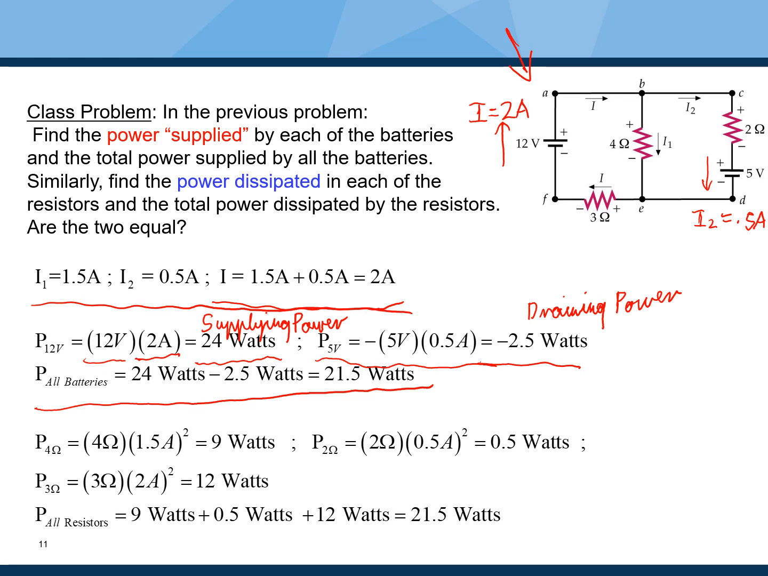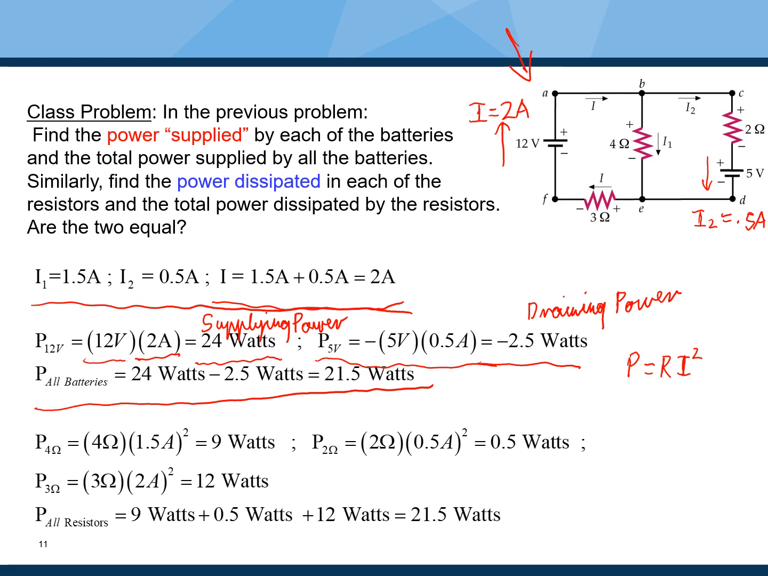Now when it comes to resistors, we have a completely different story. Why do we have a completely different story? The answer is that as long as a non-zero current is going through a resistor, it always drains energy from a circuit. Why does it drain energy from a circuit? The answer is very simple. The power drained by a resistor is always equal to its resistance times the current squared. So it matters not whether the current is positive or negative.